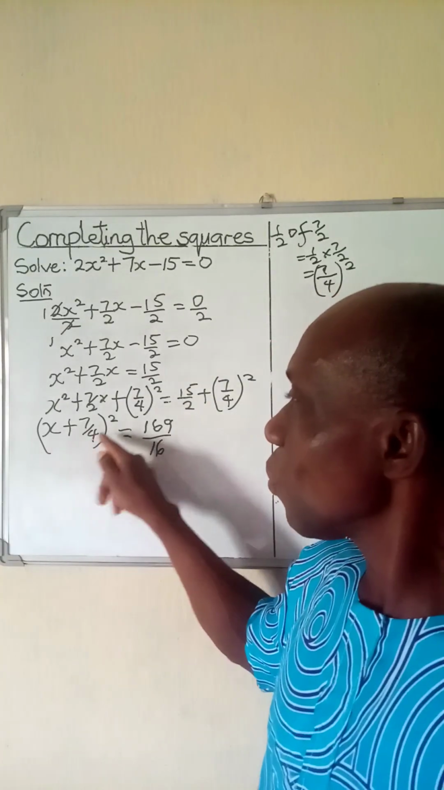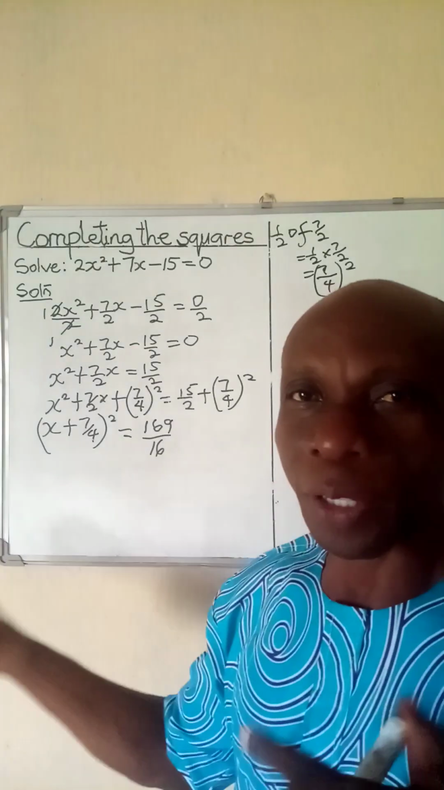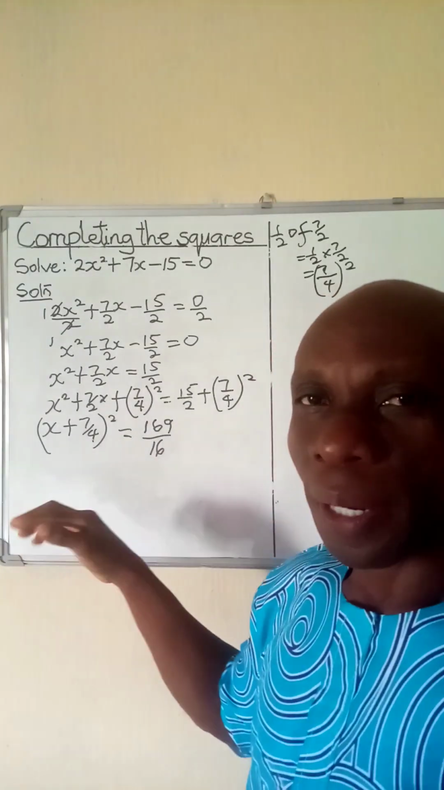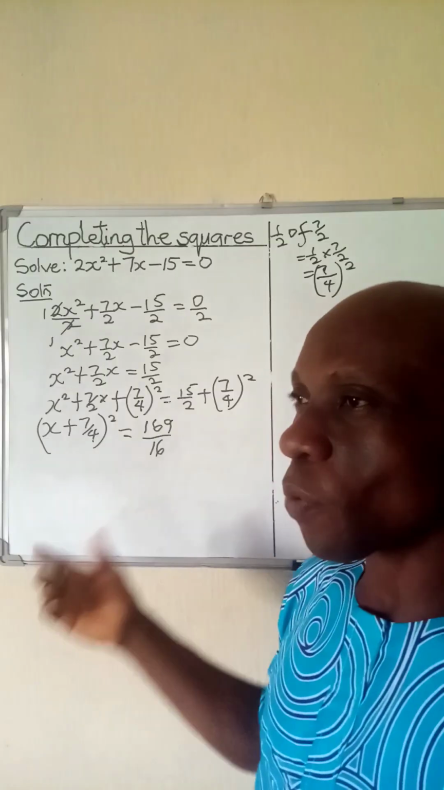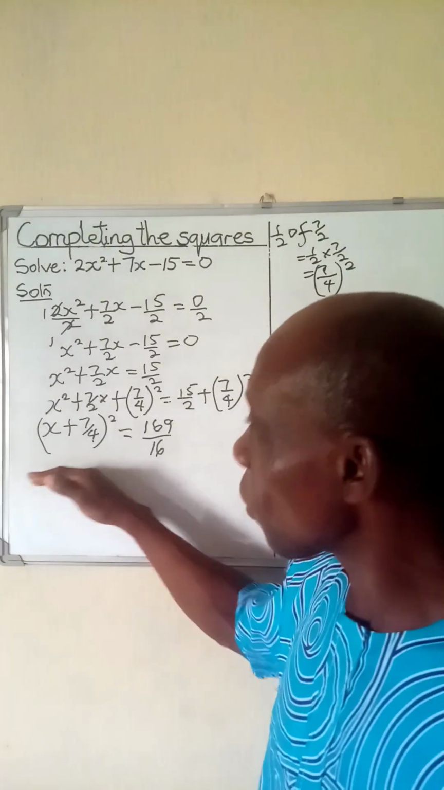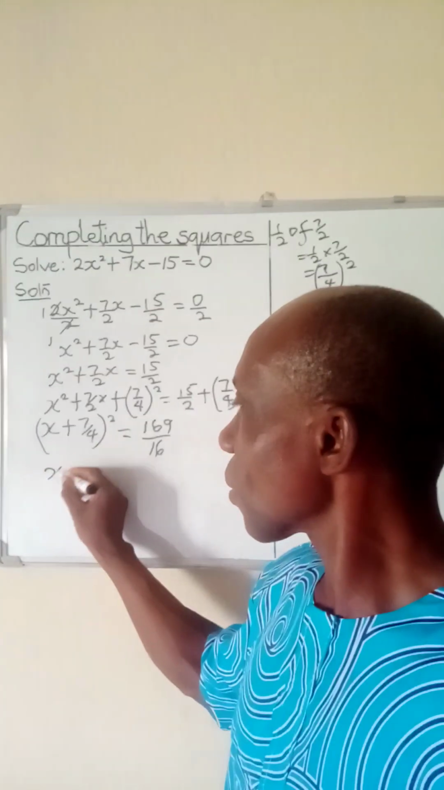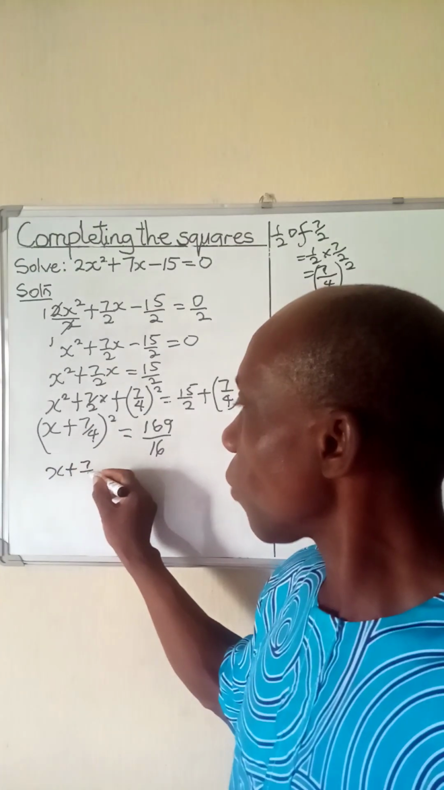Now, the next thing we need to do is to remove the square term here. Whenever you have power 2 in anything you want to remove, you take the square root of both sides. When we take the square root of both sides, this power 2 will drop, leaving us with x plus 7 over 4.